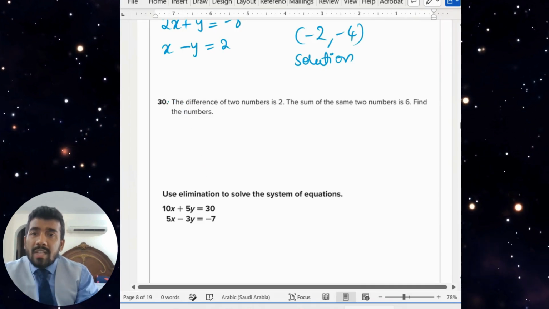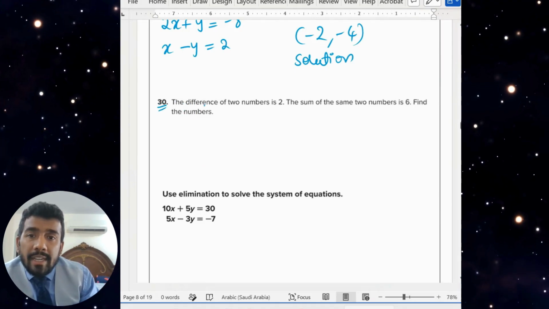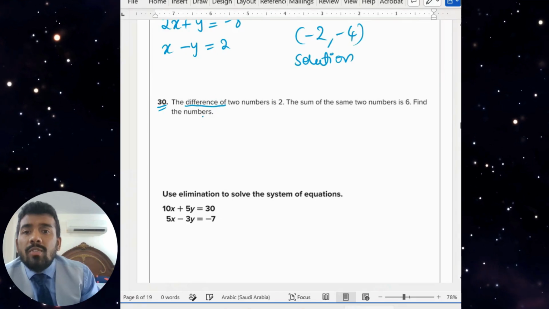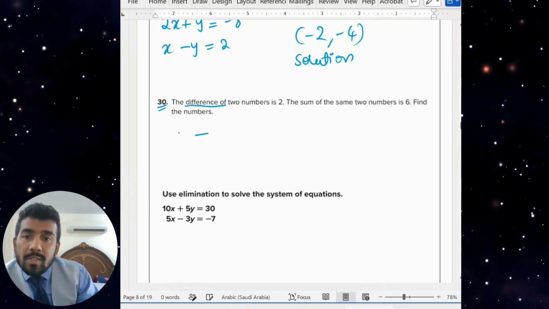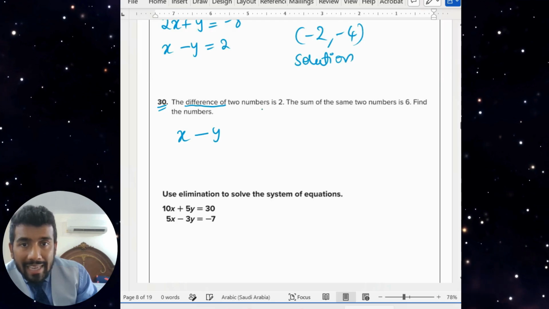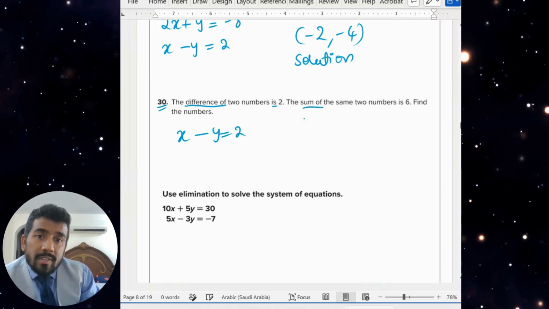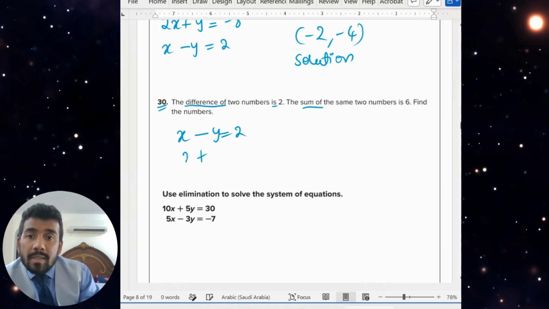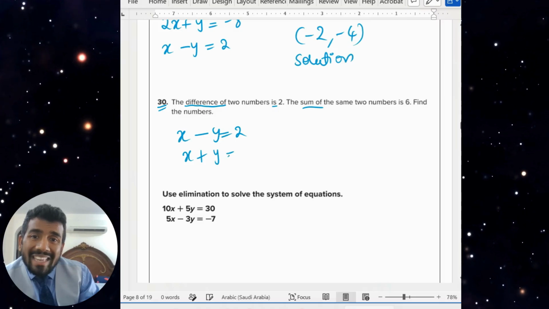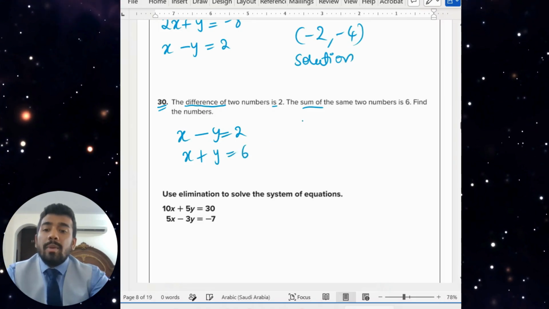Okay, let's do this question as well. Question number 30. The difference of two numbers means x minus y, which is equal to 2. The sum of the same two numbers, x and y, is 6. Put it in the calculator.